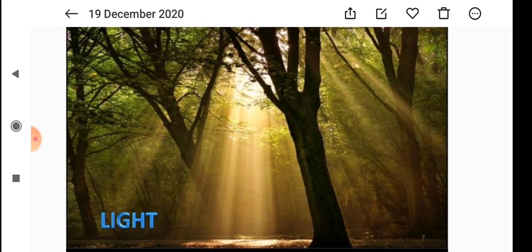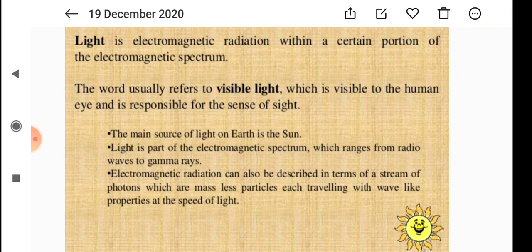Now we will deal with light in detail in today's lecture. Light is electromagnetic radiation within a certain portion of the electromagnetic spectrum. The radiant energy from the sun is the basic requirement for the existence of life on the earth. This source of energy is of fundamental importance to photosynthesis, the production of food by the plants, and the heat budget of the world is dependent on the solar radiation.